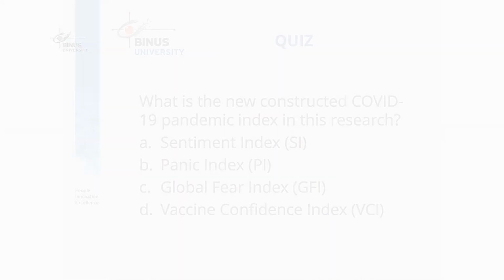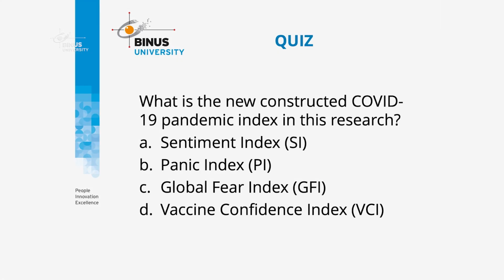So we move forward to the quiz. What is the newly constructed COVID-19 pandemic index in this research? A. Sentiment Index, B. Panic Index, C. Global Fear Index, and D. Vaccine Confidence Index. And here are the references.